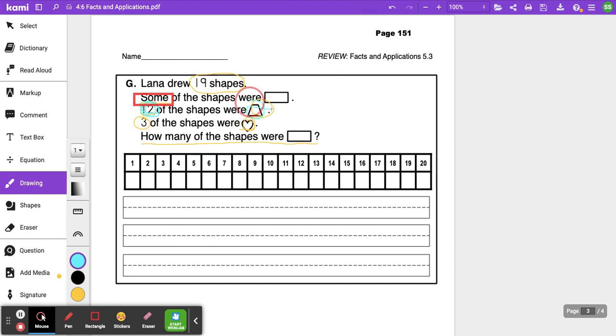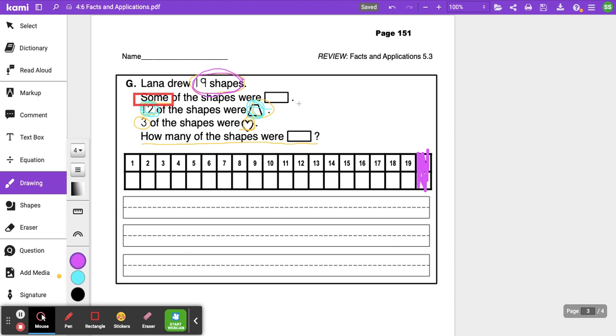So that when we mark them down here, we can see. Okay? All right. How many shapes did Lana draw in all? How many shapes was it in all? Yes, 19 shapes in all. So I'm going to use this color, and at 19, I want to draw a thick line because I'm not going to use this 20. I'm only looking at 19 because there were 19 shapes in all.